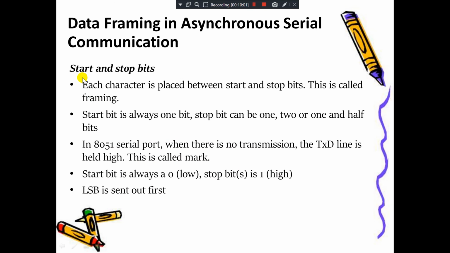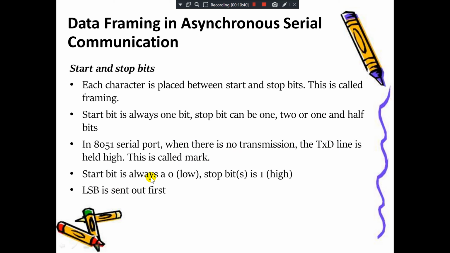Next, as I already told, asynchronous serial communication has a start bit as well as a stop bit. Each character is placed between a start bit and a stop bit. That means each piece of data transmitted through asynchronous serial communication is prefixed with a start bit and suffixed with a stop bit. This is called framing. The start bit is always 1 bit, and the stop bit is always 1, 1.5 or 2 bits. In the 8051 serial port, where there is no transmission, the transmission line is held high, which is called mark.